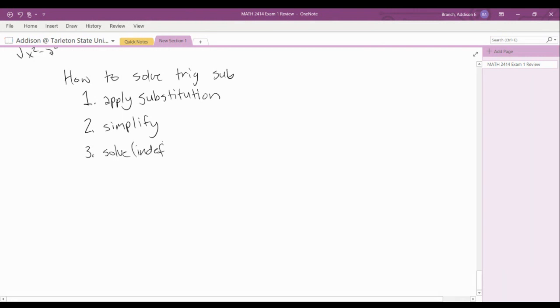I'm one of those people where I prefer to solve and not worry about changing my bounds. Some people find it really helpful to change their bounds along with the substitutions. But if you're doing a trig step, I would definitely wait until you get back to where you start. So solve your integral.